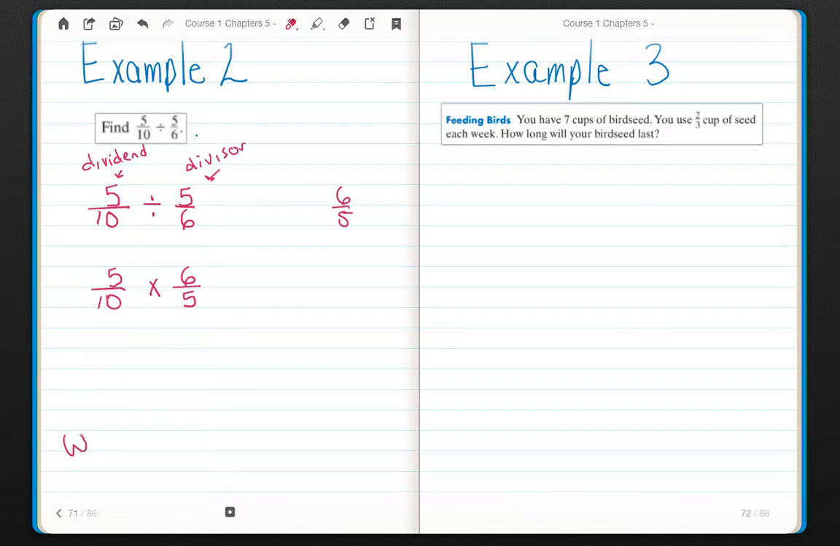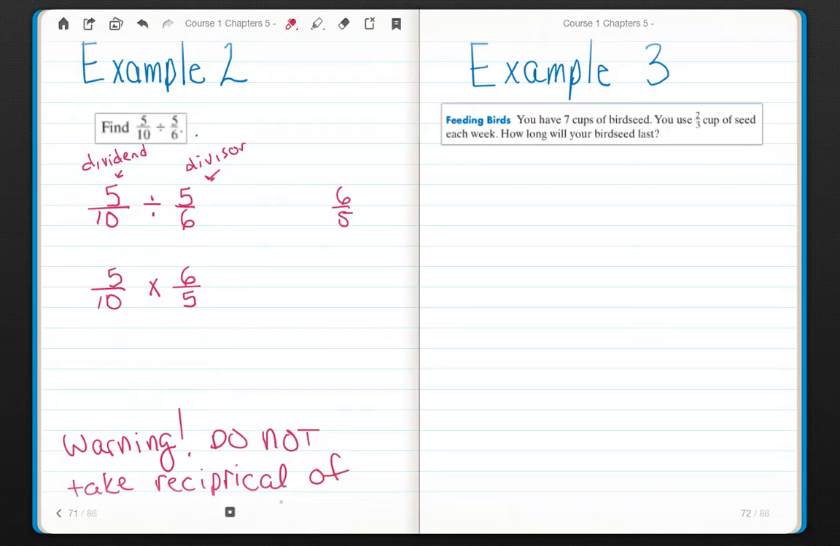Okay, warning. Do not take the reciprocal of the dividend. Okay? Do not turn over 5/10. That will get you an incorrect answer. You can only turn over and invert the divisor.